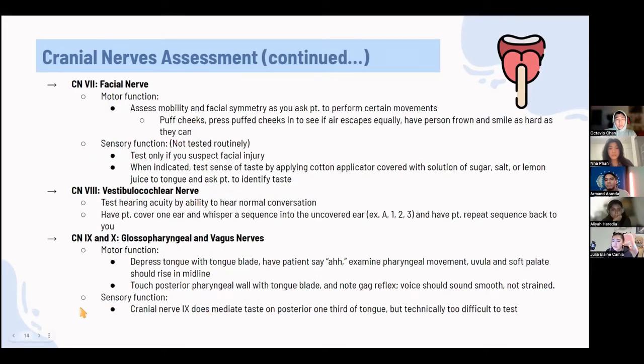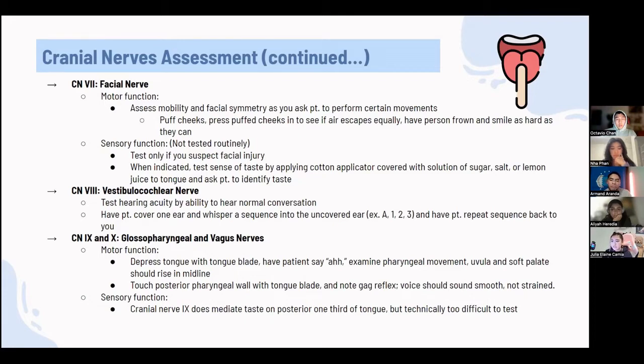For cranial nerve 7, or the facial nerve, you also want to test motor and sensory functions, although the sensory function isn't tested routinely. For the motor function, you want to assess mobility and facial symmetry. So you would ask the patient to perform certain movements such as puffing their cheeks, pressing in the puffed cheeks to see if air escapes equally, and have the person frown and smile as hard as they can. For sensory function, again, you would only test this if you suspect a facial injury. When indicated, you want to test the sense of taste by applying a cotton applicator covered with a solution of something like sugar, salt, or lemon juice, and you would ask the patient to identify that taste.